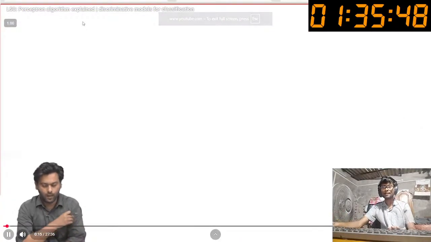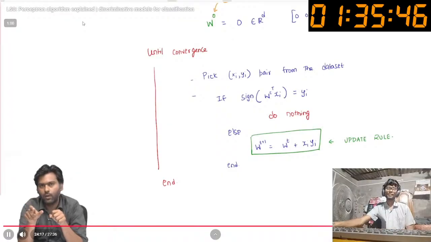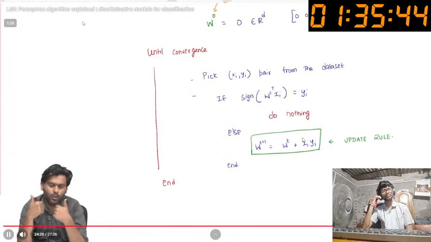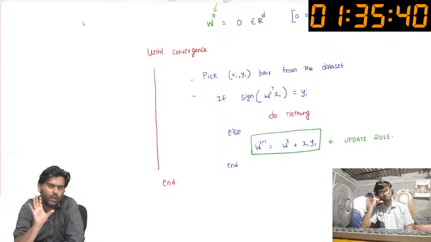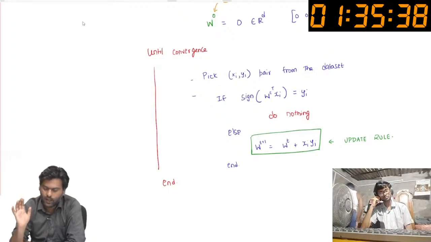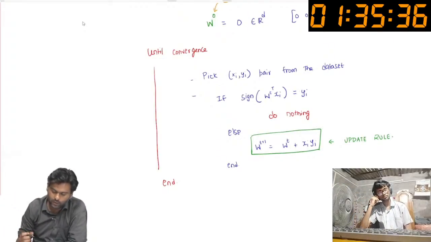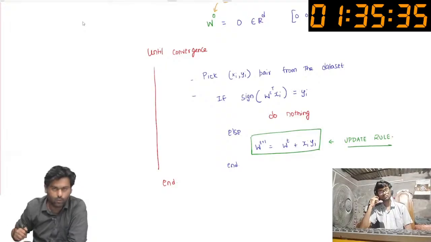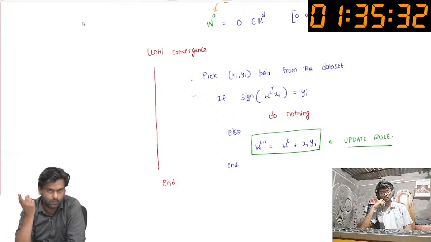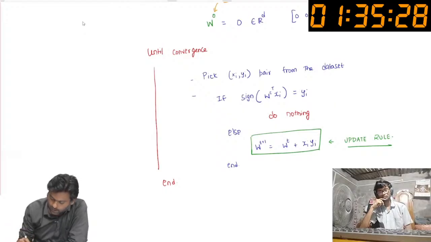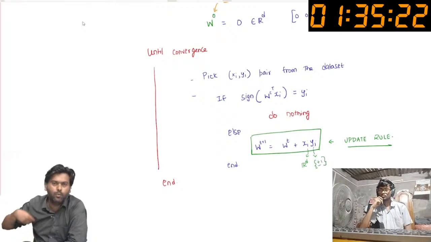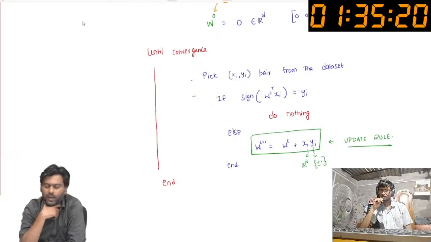Welcome back. Makes a mistake on, right? So which means that the sign of Wt transpose Xi does not match Yi, right? So if there is such a point, then you update your W based on that point, right? So using this update rule, which is Wt plus 1 is Wt plus Xi Yi. Now remember, Xi is in Rd, Yi is plus or minus 1, depending on whether that point was labeled plus 1 or minus 1 in my data set.